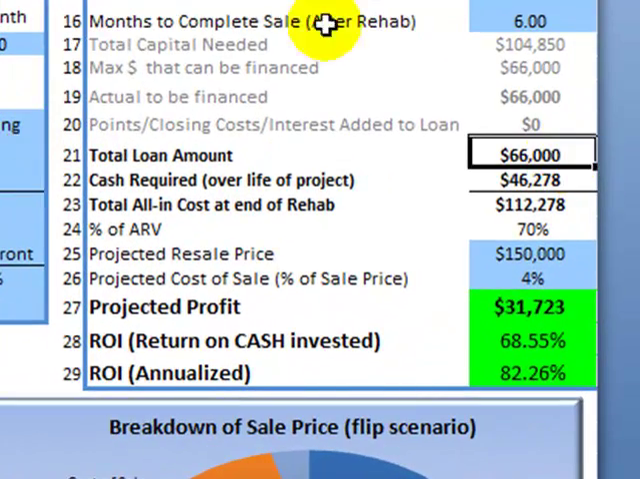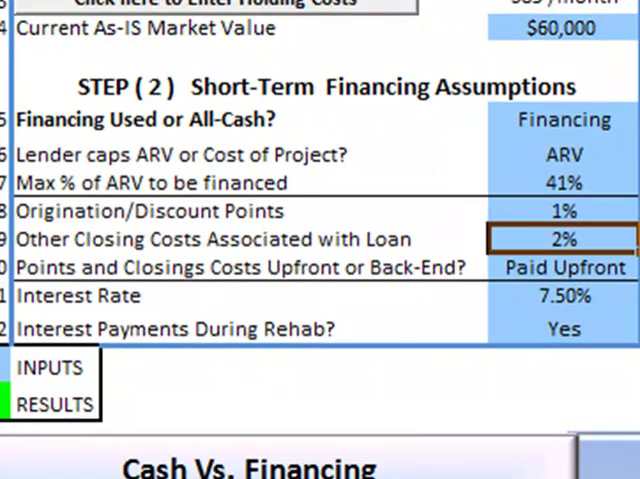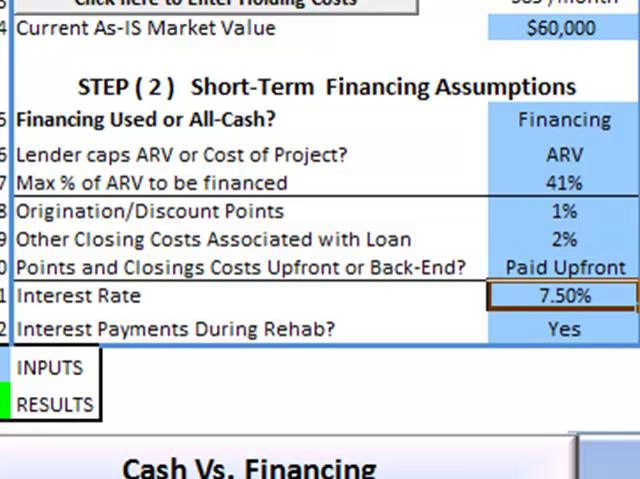As you can see here, the loan amount is $66,000. They charged me one origination point, and at the time of the analysis, I assumed about 2% of the loan as closing costs associated with the financing. I paid that all at closing, with a 7.5% interest rate when I made the monthly payments during the rehab. So I selected yes here.